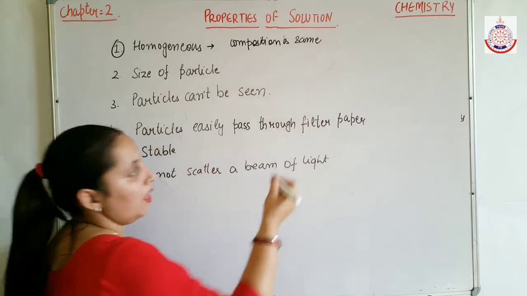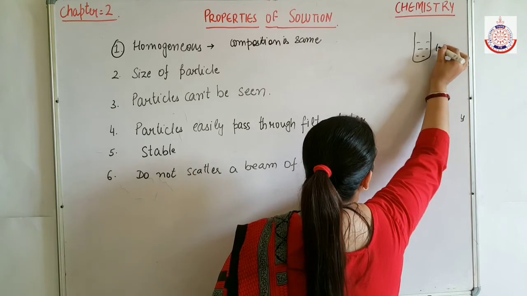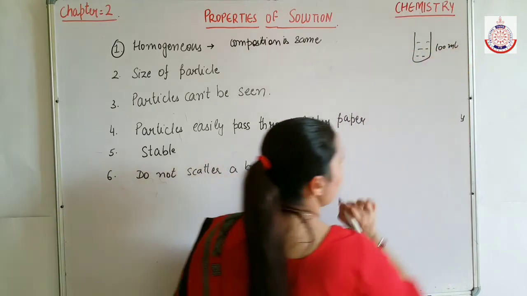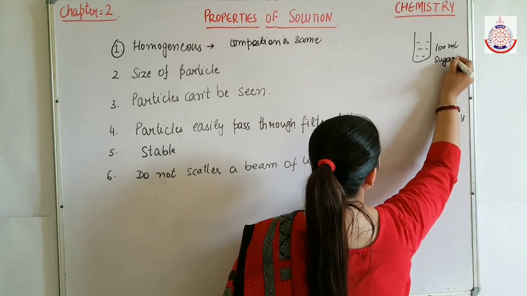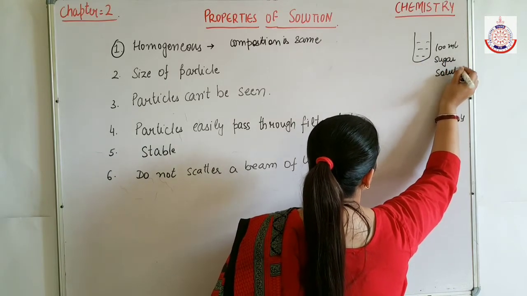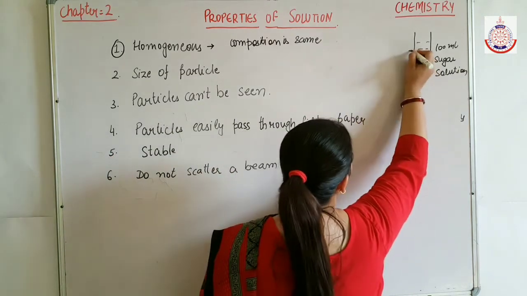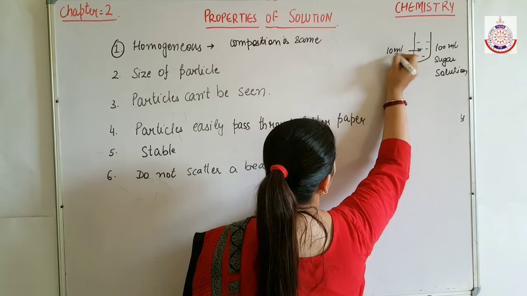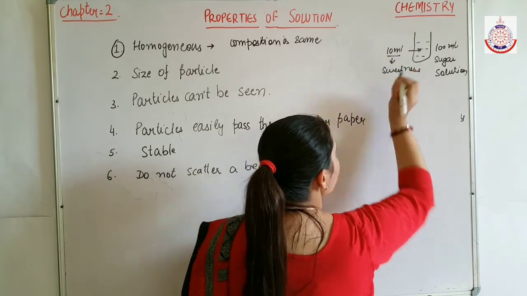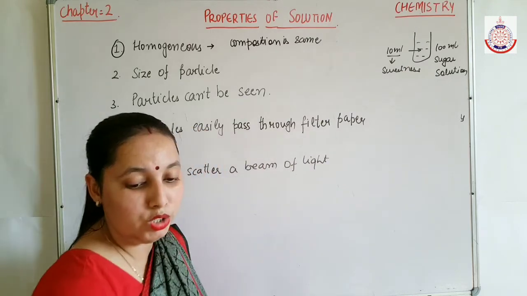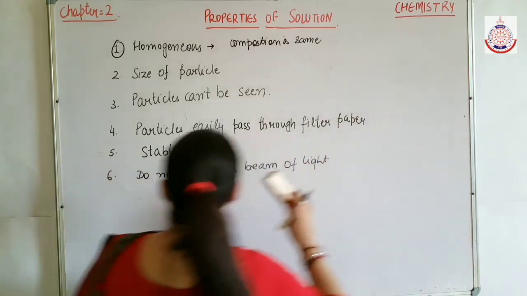The same example, if you have taken 100 ml of sugar solution, you check the sweetness of this. Now you take 10 ml solution from it. You will observe the same sweetness will be there. It means that the sugar solution is homogeneous in nature. Fine. So see the next property.